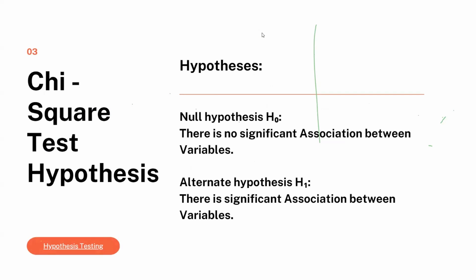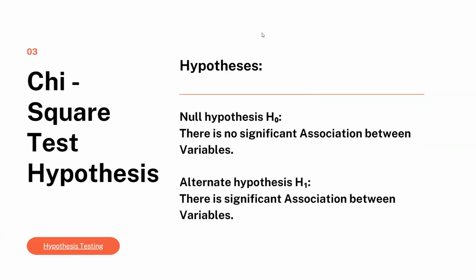So in chi-square test, we say there are two kinds of hypothesis. One is null hypothesis and the other is alternative hypothesis. In chi-square, we have to mention it as an association between the variables. So we are taking two categorical variables, and we have to say whether there is an association between the variables or not.